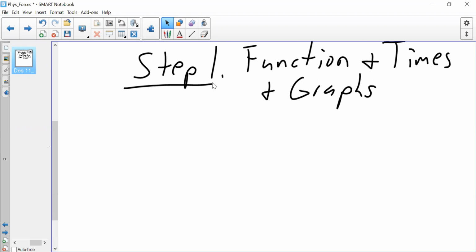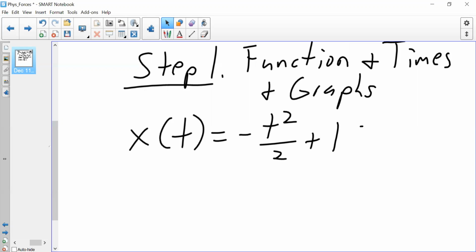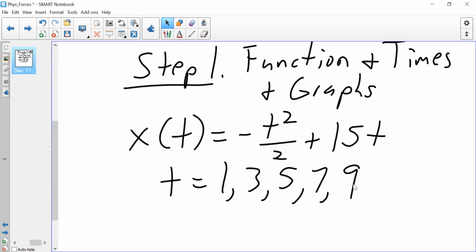So let's say that I'm going to use this function from last time, negative t squared over 2 plus 15t. That's my function, and a particular time interval that I'm going to use is t equals 1, 3, 5, 7, and 9. It's very similar to what we did last time, 0, 1, 2, 3, 4, 5, or 1, 2, 3, 4, 5. I'm just giving you a different time set right now.